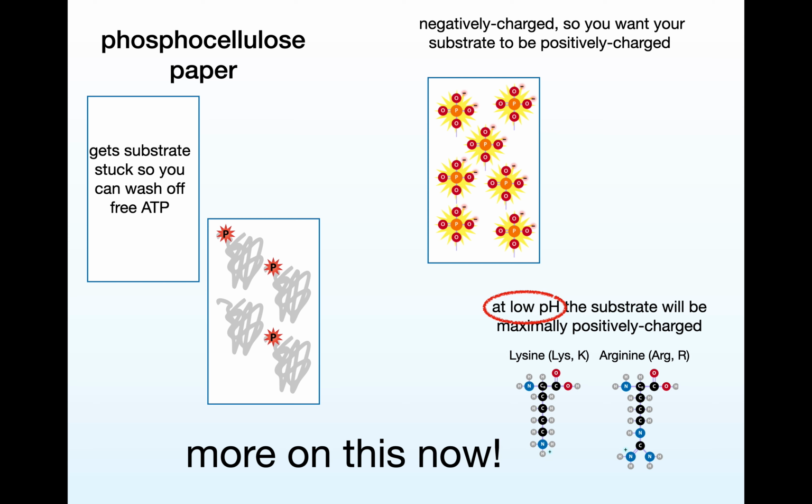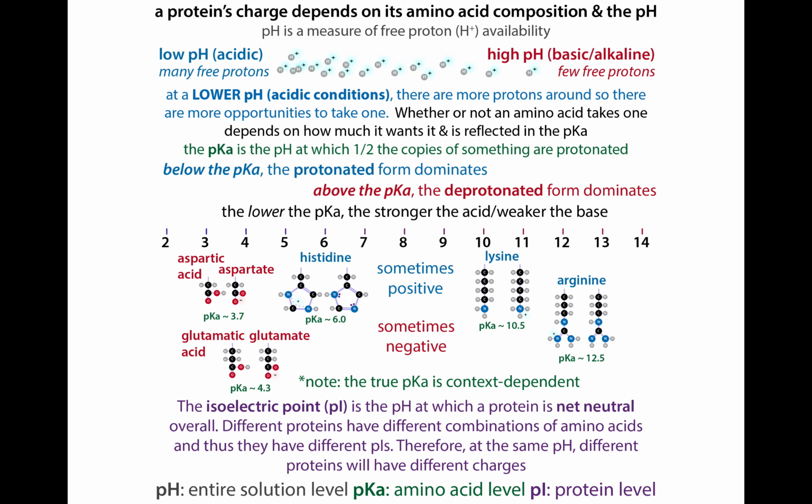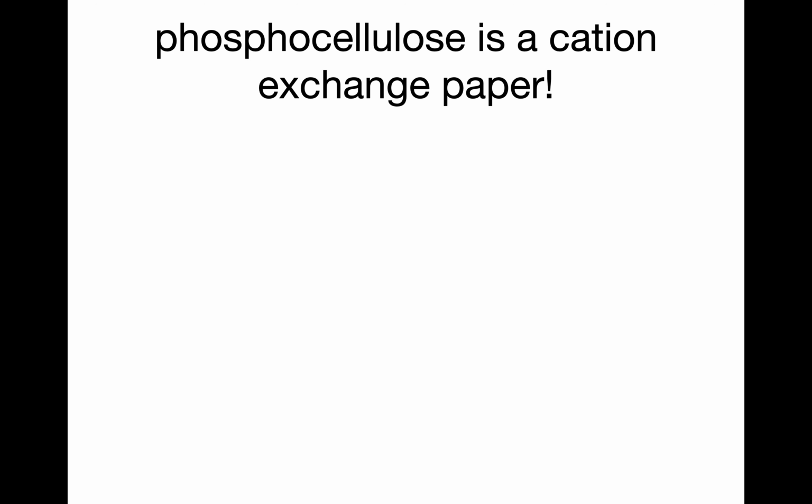So before I said more on this later, now I said more on this now. But I changed the slides before, so you didn't see the more on this later. But anyway, going back to acid versus base, at a low pH you have a lot of extra protons, and so things are more likely to be protonated. And that makes your protein more positively charged so it can stick.